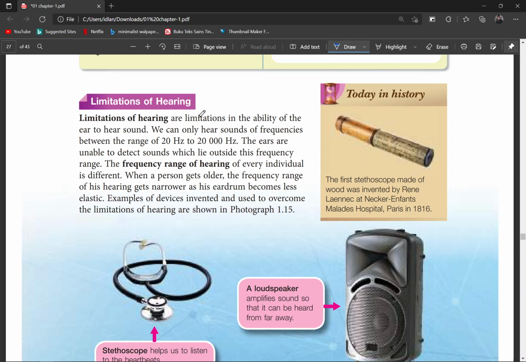Okay, limitations of hearing. Limitations of hearing are a limitation in the ability of the ear to hear sound. We can only hear sound of frequency which is 20 Hz to 20,000 Hz. This is the minimum and the maximum humans have been recorded to hear. Okay? Remember this, 20 to 20,000.